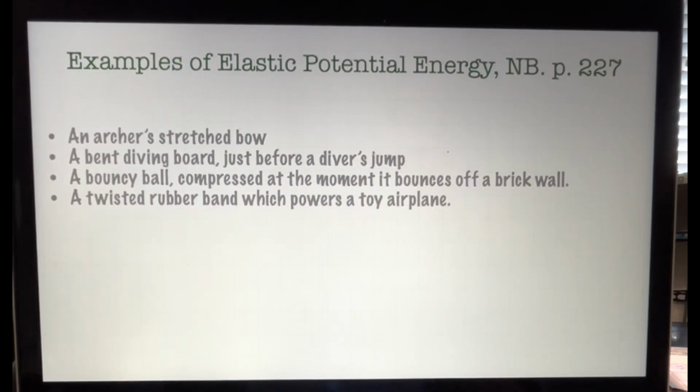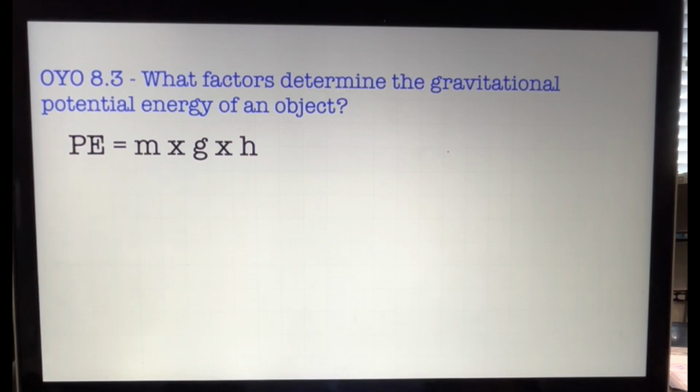And some examples of elastic potential energy: an archer's stretched bow, a bent diving board just before the diver jumps, a bouncy ball compressed at the moment it bounces off of a brick wall, a twisted rubber band which powers a little kid's toy airplane. I hope those examples helped with your understanding of these two different kinds of potential energy. On your own, 8.3: what factors determine the gravitational potential energy of an object? Again, the formula is potential energy equals mass times gravity times height.